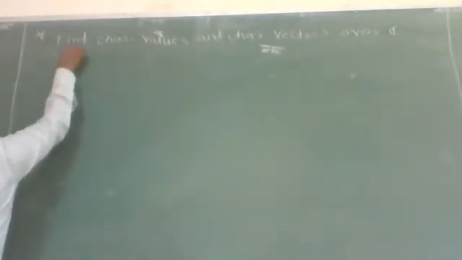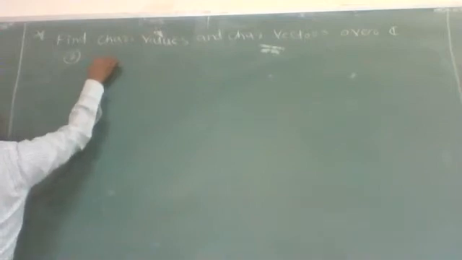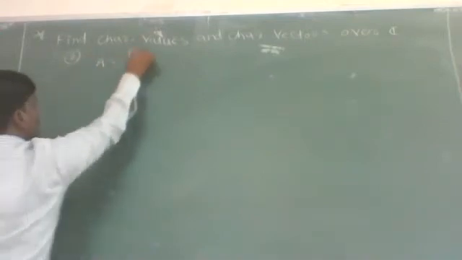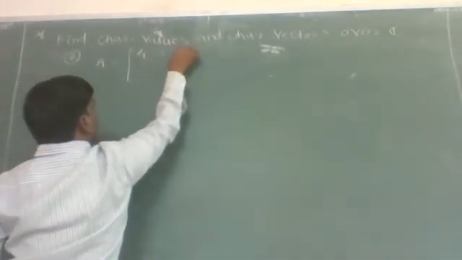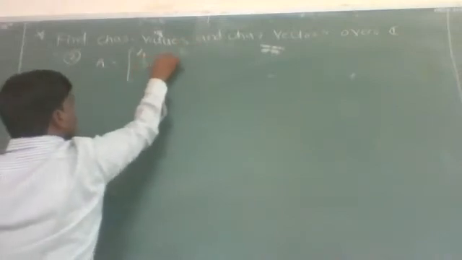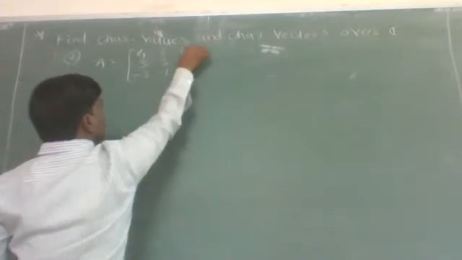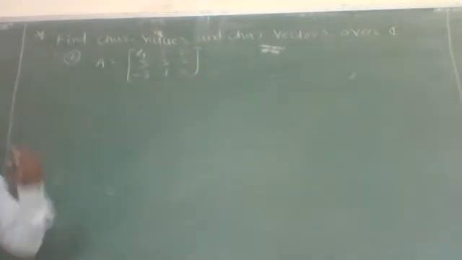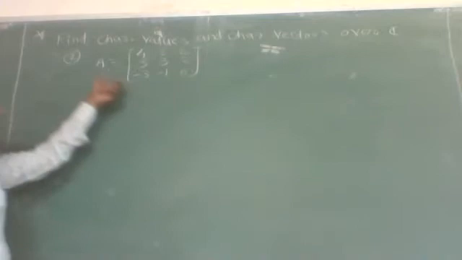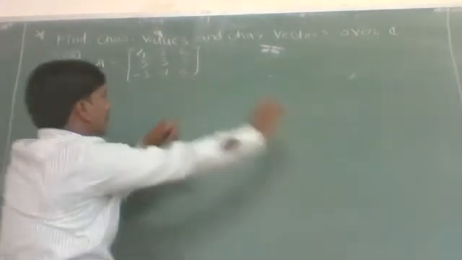Okay, now the next example, the second example. Matrix A equal to 4 2 2, 3 3 minus 3, minus 1 0. So we have a given matrix A which is of order 3 cross 3.